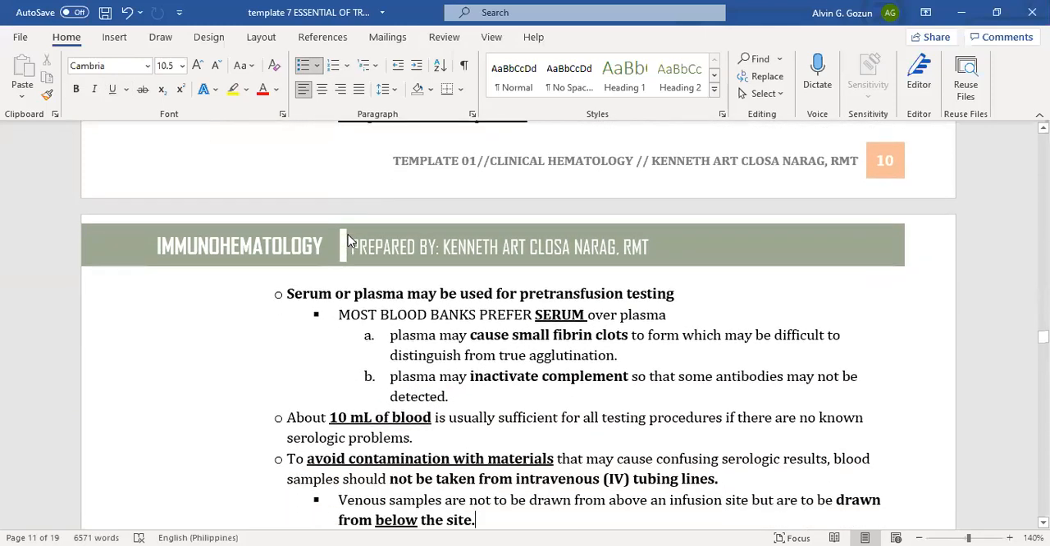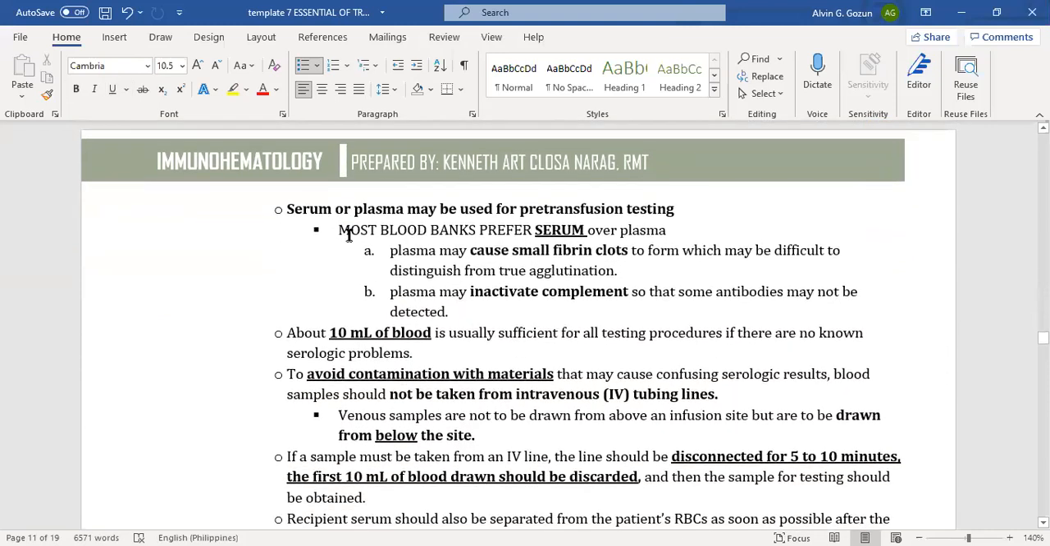Next, serum or plasma may be used for pre-transfusion testing. Again, ang i-collect natin dito, it's serum or plasma. Pero ano yung preferred? Serum, okay? Serum is preferred over plasma. Why? Number one, plasma may cause fibrin clots. And number two, plasma may inactivate the complement. Naalala niyo yan, di ba?